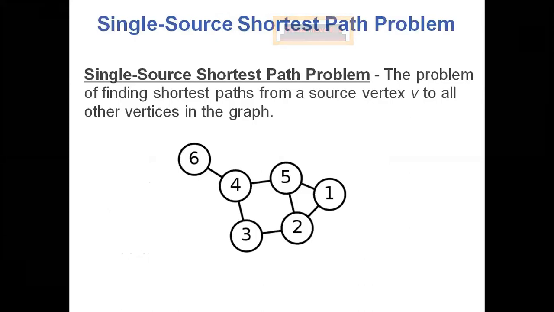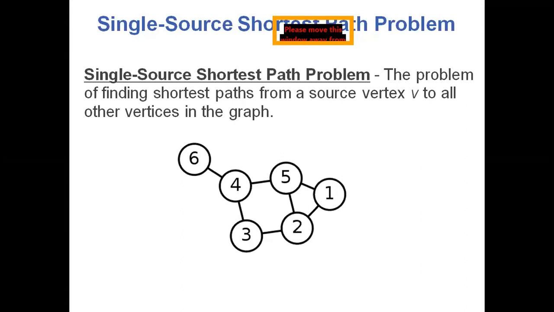So, the single source shortest path problem. The problem of finding the shortest paths from a source vertex v to all other vertices in the graph. So we are taking one vertex as the source vertex v, and we want to find the shortest paths to all other vertices from this source vertex v.